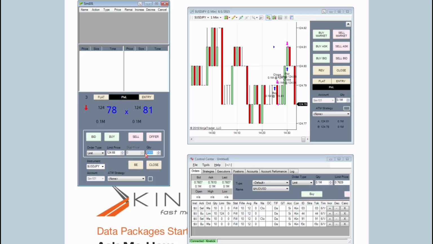Now, keep in mind with Forex, we've got this idea of variable position sizing. So let's say you want to enter 2.5 lots. Well, you can enter 0.25M. Let's say you want to enter 3 mini lots. You can enter 0.03M, 3% of a million, or 30,000. So it's pretty flexible there.